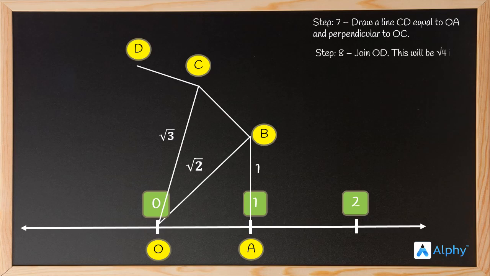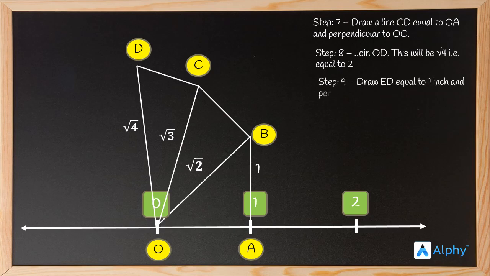Now the next step says join OD. This will be root 4, that is equal to 2. So now we join OD and this length is root 4. So what are we doing actually? We are adding one perpendicular after another, and the lengths we obtain keep increasing one by one. That is root 2, then root 3, then root 4. And now the next one will obviously be root 5. So let's see the next step first.